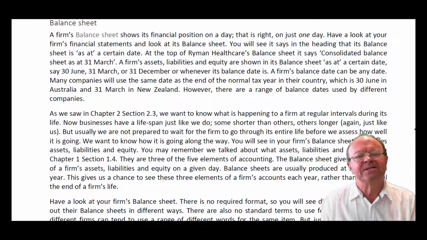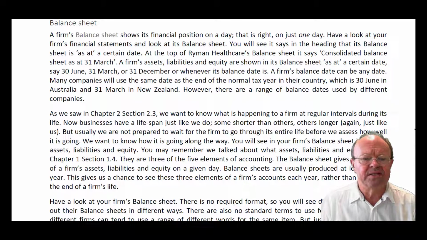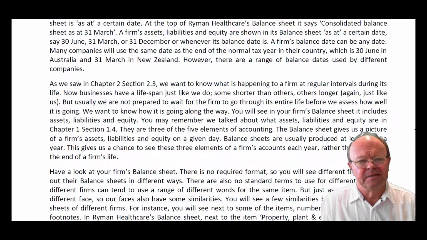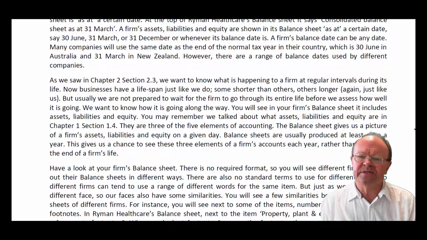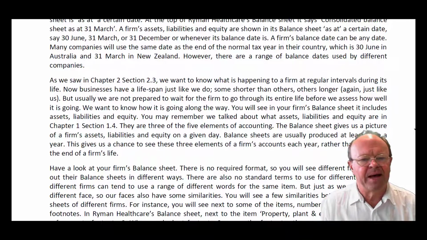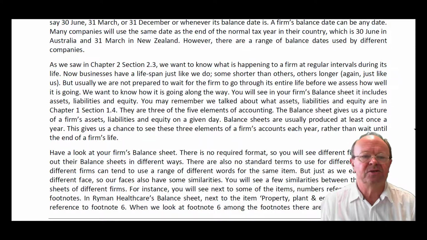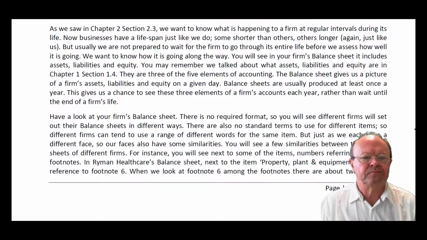A firm's assets, liabilities and equity are shown in its balance sheet as at a certain date. Say 30th of June, 31 March or 31 December, or whenever its balance date is. A firm's balance date can be any date. Many companies will use the same date as the end of the normal tax year in their country, which is 30 June in Australia and 31 March in New Zealand. However, there are a range of balance dates used by different companies.